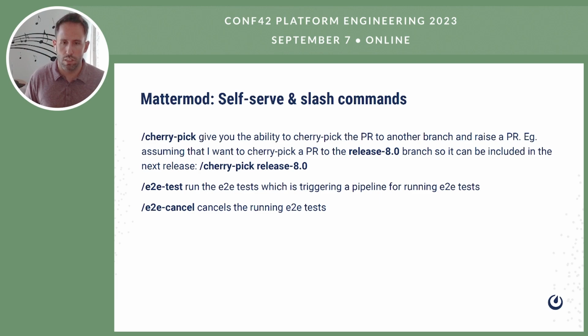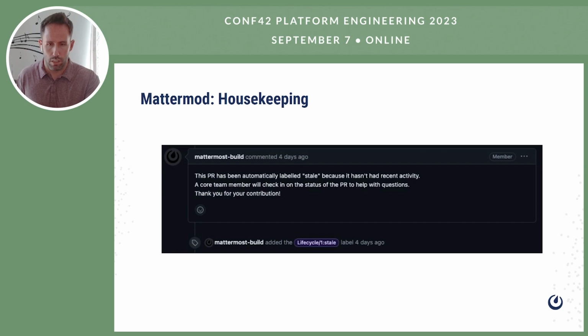There are a few other things. There are also a few other commands, like cherry pick, which is very handy for us to use in releases. We want pull requests to be cherry picked into multiple other branches for bug fixes or for improvements. And we also have slash commands to run end-to-end tests, which run in the SaaS platform, which is another thing we try to do. So we have the same SaaS platform to run the end-to-end tests. And there is the end-to-end cancel, which cancels the running end-to-end test if something is really slow.